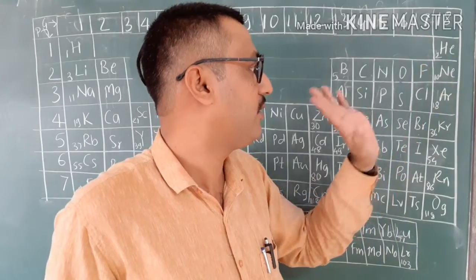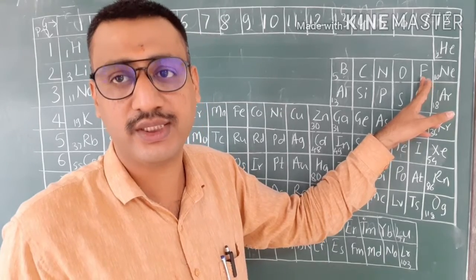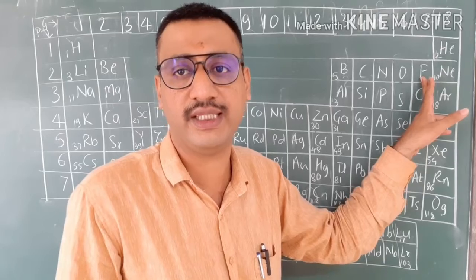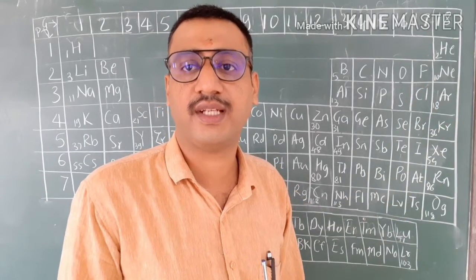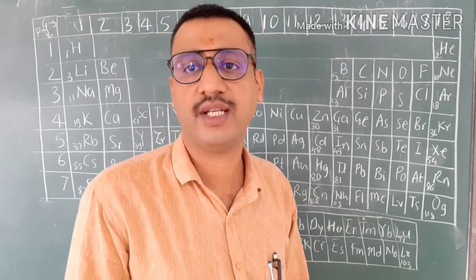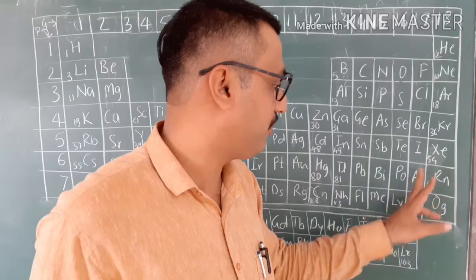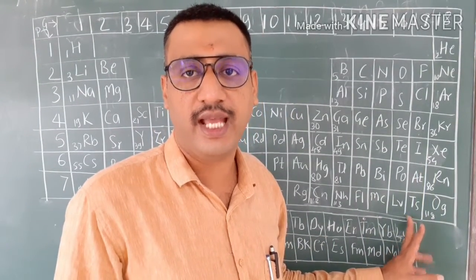17th group elements, fluorine family elements. Halogens means salt forming elements. We are familiar with the salt NaCl. Besides NaCl, KCl, then NaBr, CaCl2, like that. Salts are formed by fluorine, chlorine, bromine, iodine, astatine. Tennessine is the radioactive one. So these are the halogens.